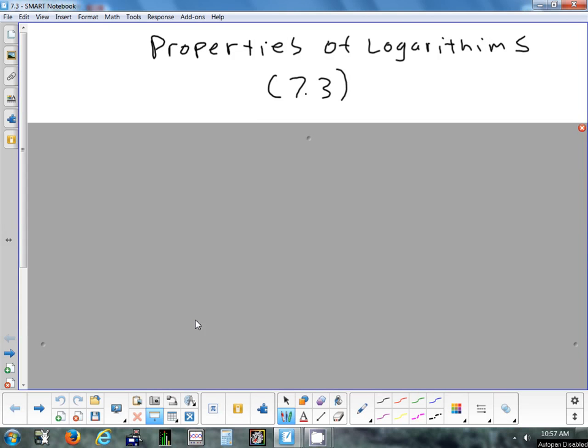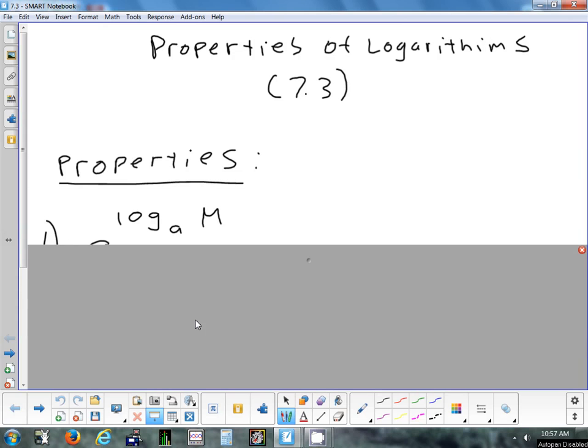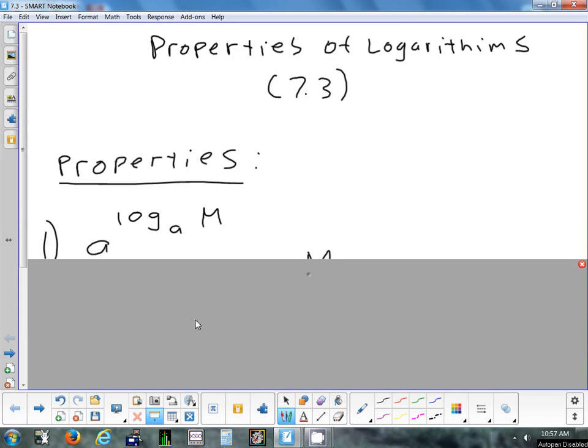And the fourth thing is how do you type in logarithms on the calculator that are not base 10 or base e? Because right now, those are the only two we know how to do. So let's start with our special properties.